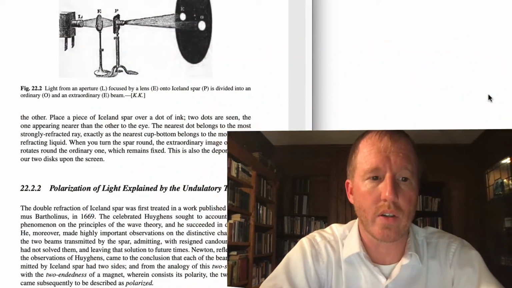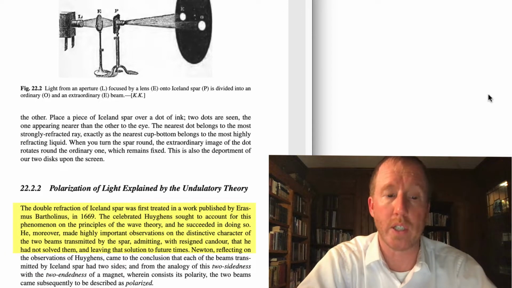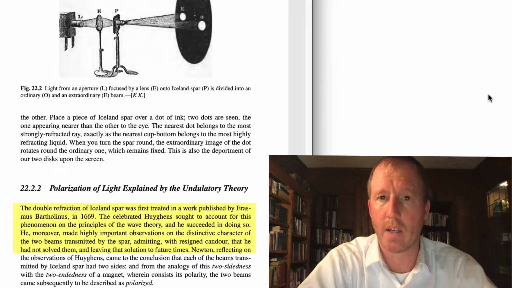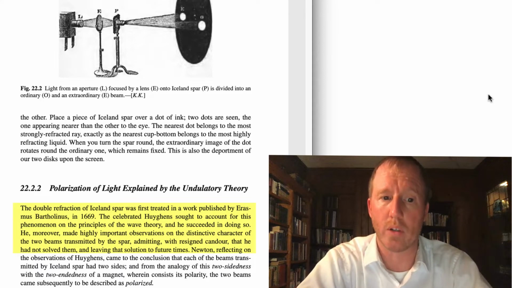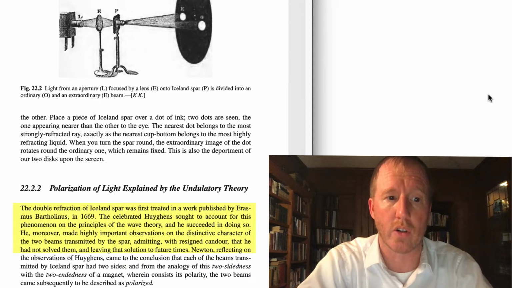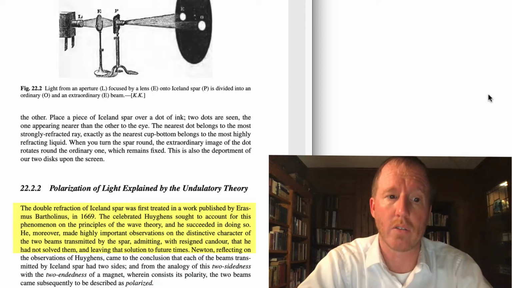And here Tyndall says that the double refraction of Iceland spar was first treated in a work published by Erasmus Bartholinus in 1669. He goes on to say that the celebrated Huygens sought to account for this phenomenon on the principles of the wave theory, and he succeeded in doing so. He, moreover, made highly important observations on the distinctive character of the two beams transmitted by the spar, admitting, with resigned candor, that he had not solved them and leaving that solution to future times.